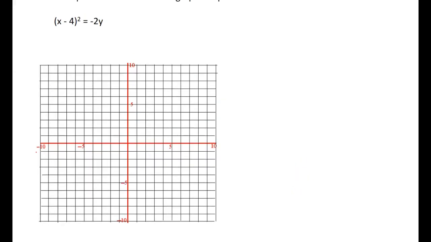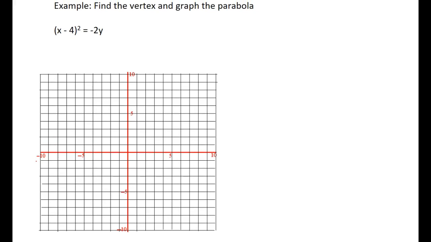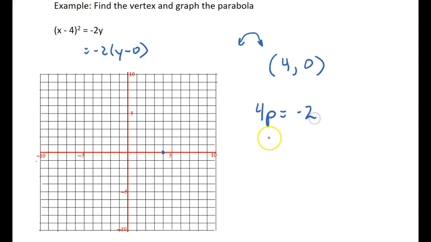Okay, so let's look at this example right here. Find the vertex and graph the parabola (x minus 4) squared equals negative 2y. All right, x is being squared and 4p is negative, so this parabola is going to be opening down. All right, so what's the vertex? Well, h is 4, because that's what's being subtracted from x, and this is actually negative 2 times y minus 0, so k is 0. So we have a vertex at 4, 0. Okay, and 4p is equal to negative 2, so p is negative 1/2.